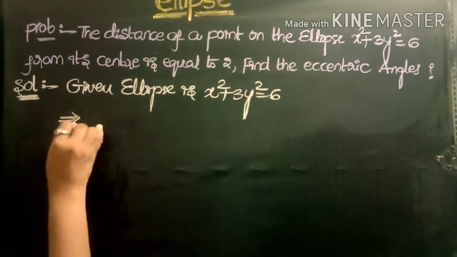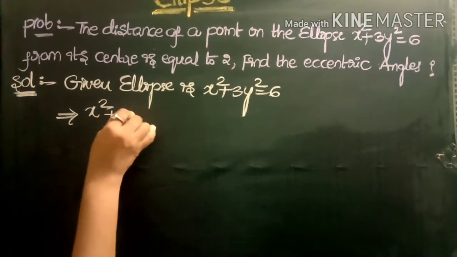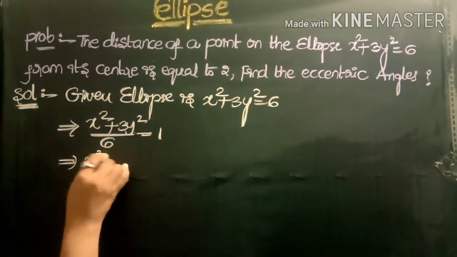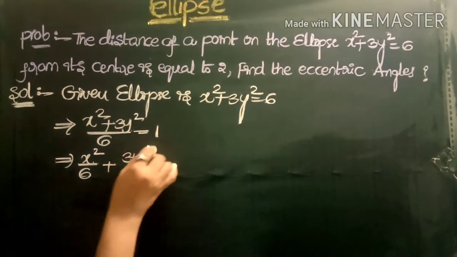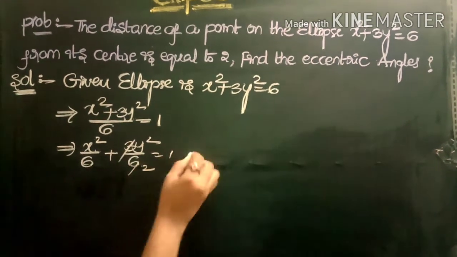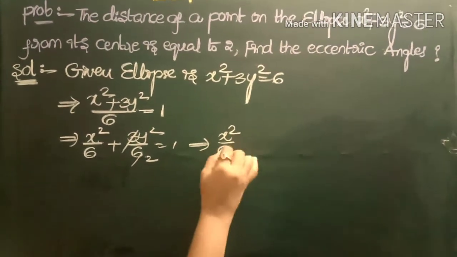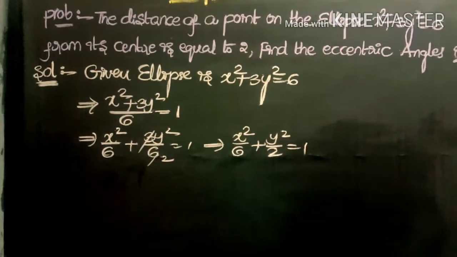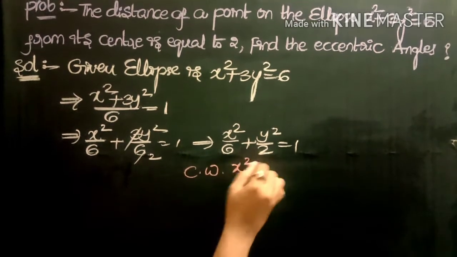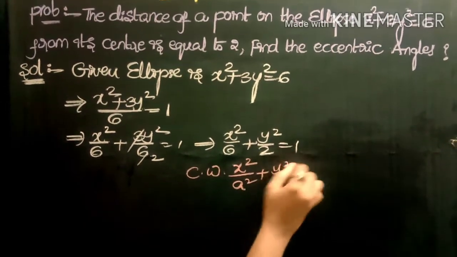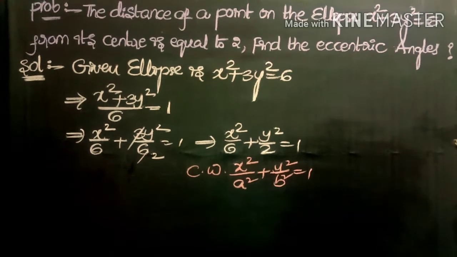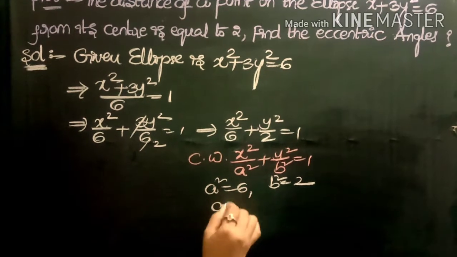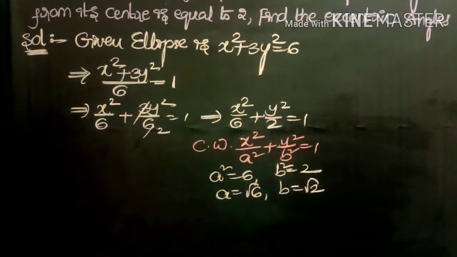Now converting this equation to the ellipse form, that is dividing the whole equation by the number 6, we get x square plus 3y square by 6 is equal to 1. That is x square by 6 plus 3y square by 6 is equal to 1, which implies x square by 6 plus y square by 2 is equal to 1, which is in the form of x square by a square plus y square by b square is equal to 1. So compare this equation with x square by a square plus y square by b square is equal to 1. Then a square is equal to 6, b square is equal to 2. Then the value of a is root 6 and the value of b is root 2.